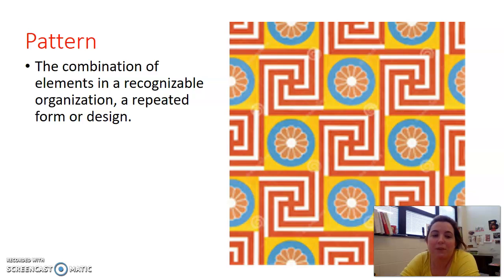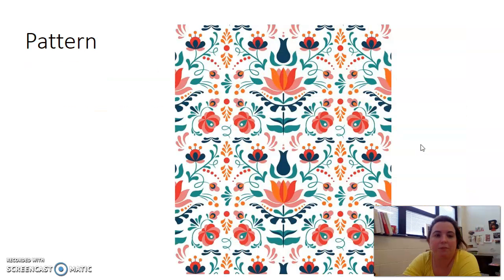Second is pattern. Pattern's a little bit different than repetition. Pattern is the combination of elements in a recognizable organization, a repeated form, or design. So here you have the flowers with the yellow background and then this white and red design, and it repeats back and forth. Pattern is used in all sorts of art. This is textile art, so this would be printed on fabric and then sold in Joann's or Michael's or Hobby Lobby.